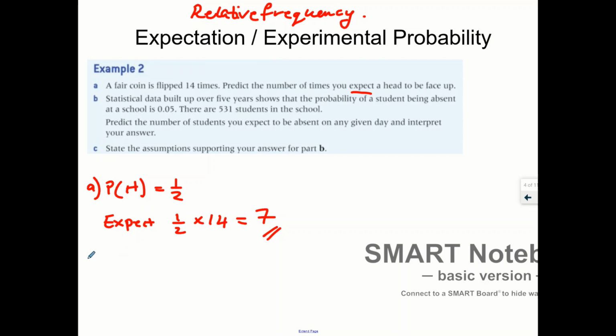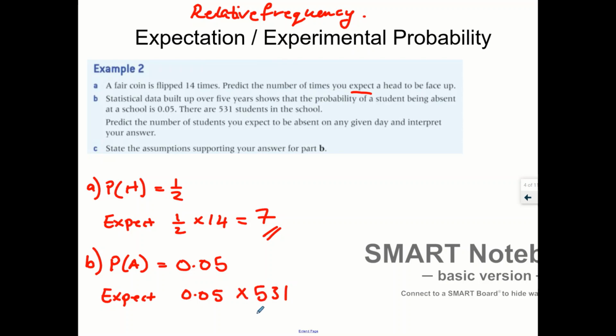For part B, have a read of that question, where it says the probability of a student being absent is 0.05, and how many would you expect to be absent? So the probability of absent is 0.05. There are 531 students in the school. So you would expect it to be 0.05 of the 531 students.